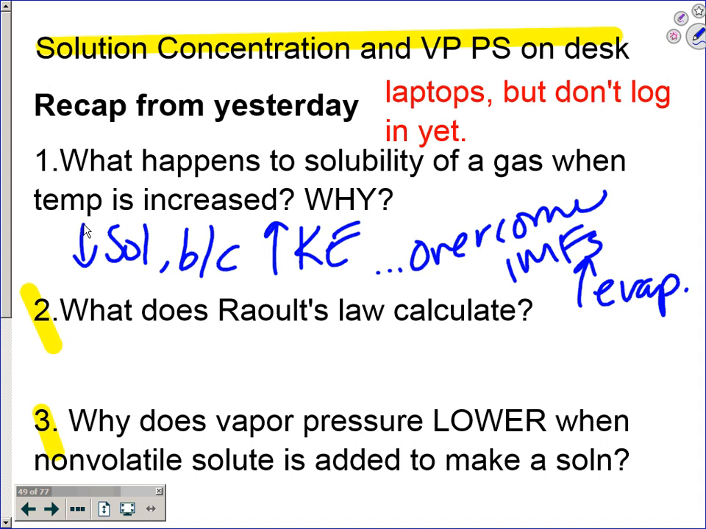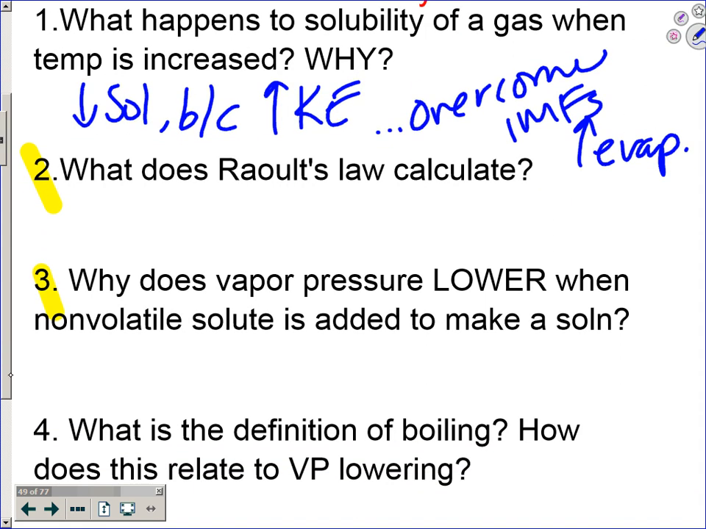What is Raoult's law and what does it calculate? It's the relationship between pressure and concentration. No, not gas. You're doing Henry's law. First off, what does Raoult's law calculate? Vapor pressure, right? But of a what? Of a solution, which is different than the vapor pressure of the pure solvent.